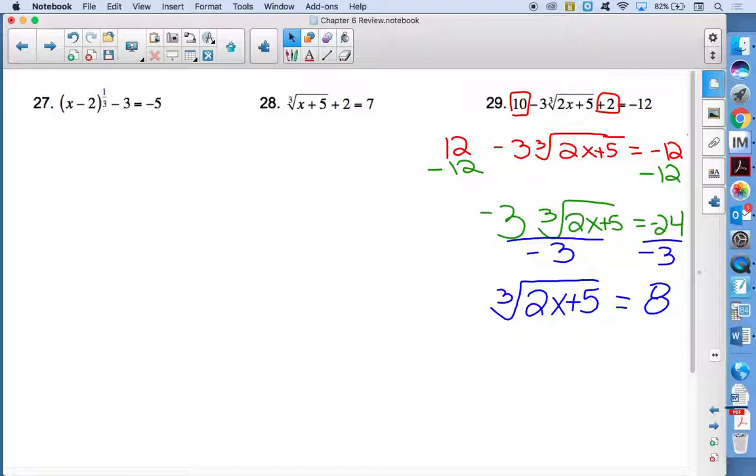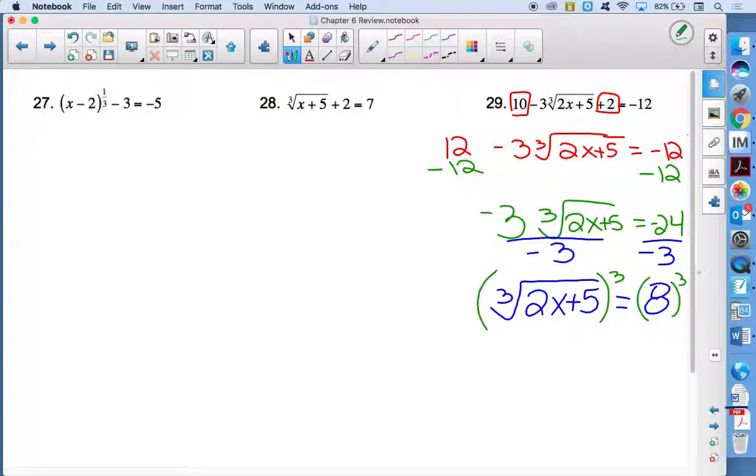So how do you solve for a cube root? You cube both sides. Yeah, you cube it. So cube both sides. Do you know what 8 cubed is? No, not off the top of your head. Aaron does. 512. Am I right?